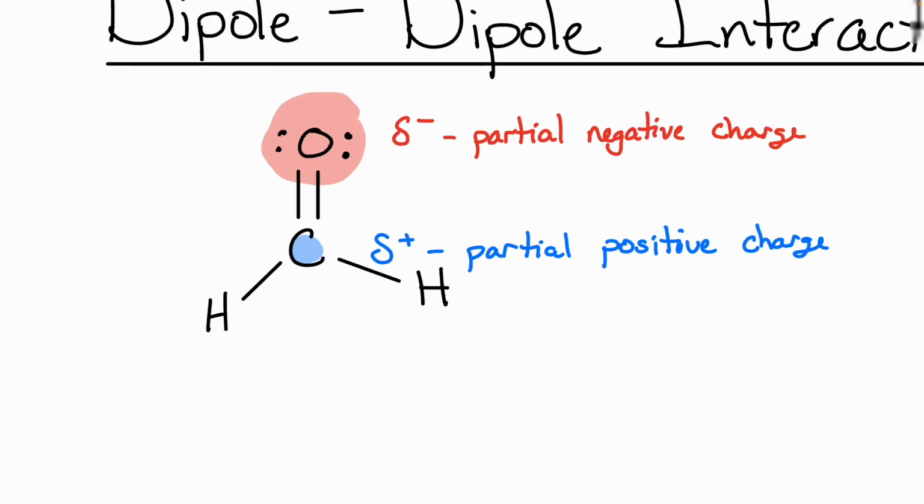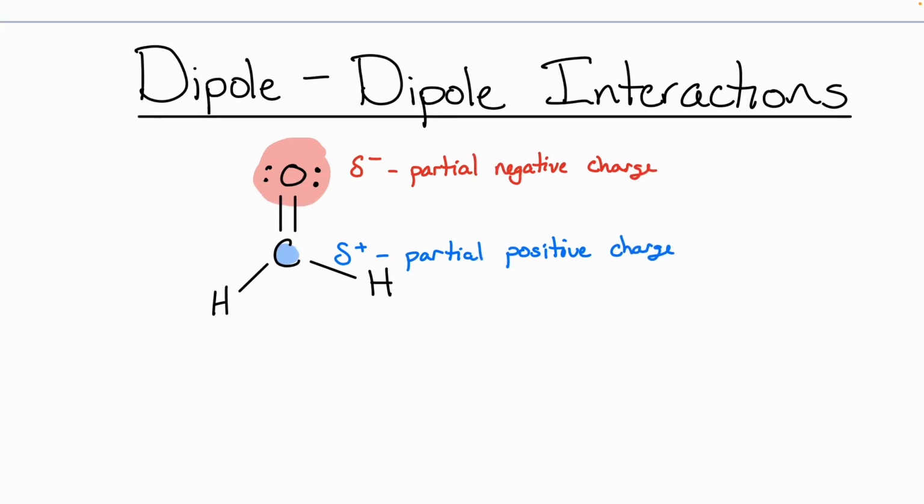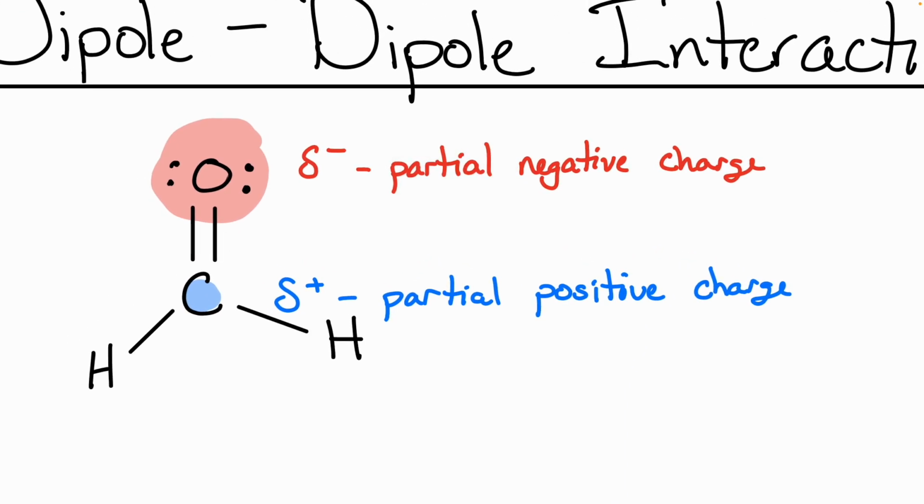Okay, but we're talking about interaction. Oh, and this separation of charges that we see in a polar molecule, we call this a dipole. The molecule's got one end that's positive and the other end that's negative. That's what we call a dipole in our molecule.